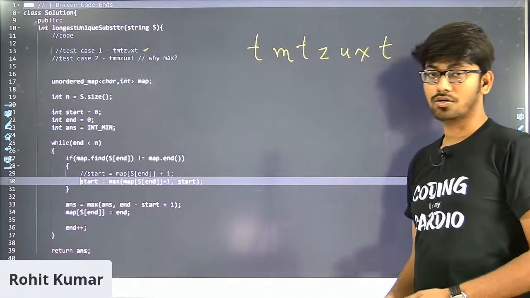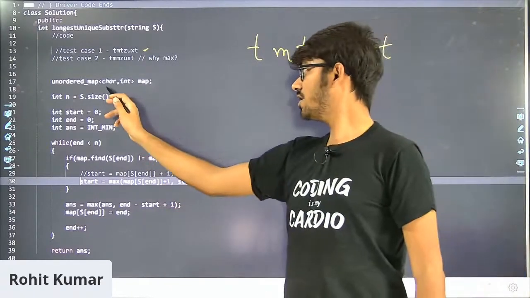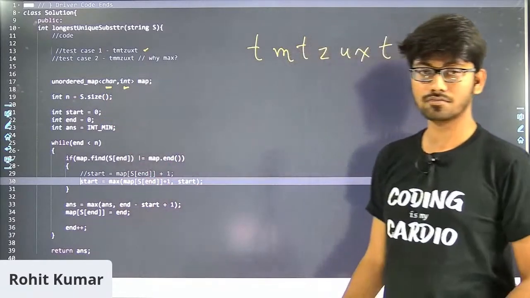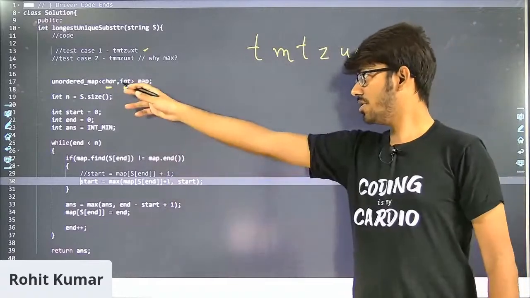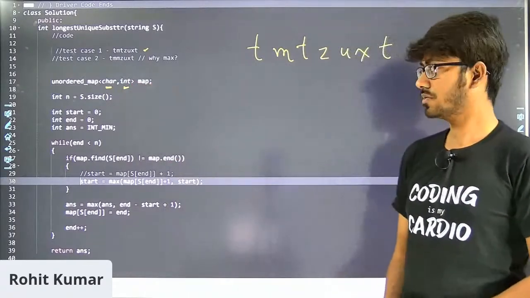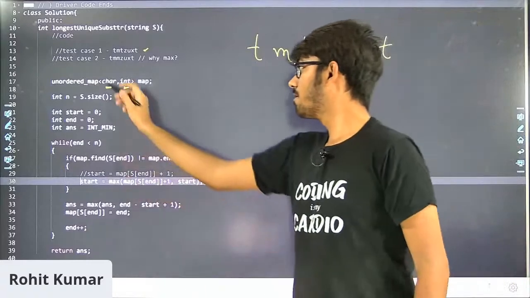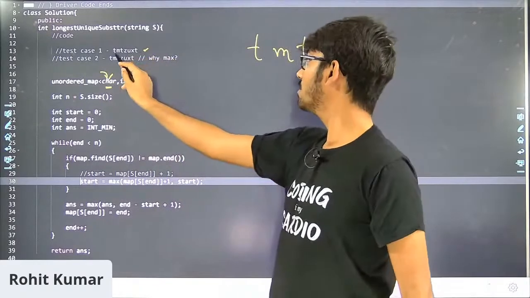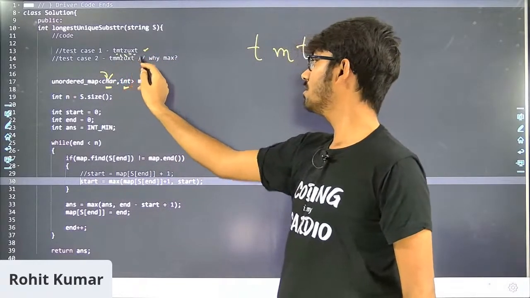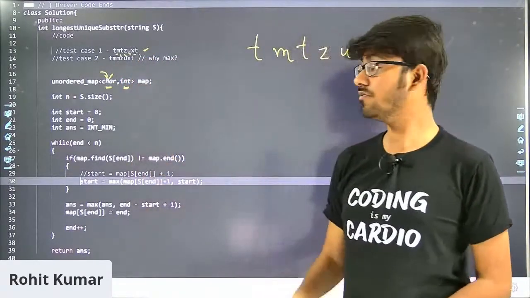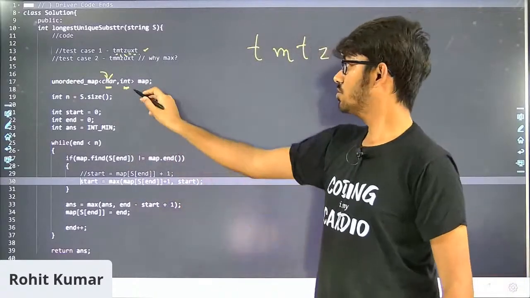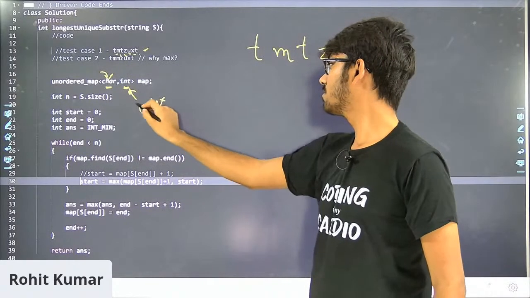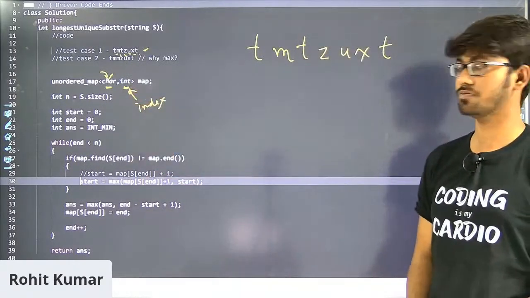tmtzuxt. At the very beginning, you see that I have taken an unordered map, char and int. Char is my key and int is my value. What will this char represent? This will represent each of my characters in the string. And what will this int do? Int will represent the value. This will store the index where that character is present.